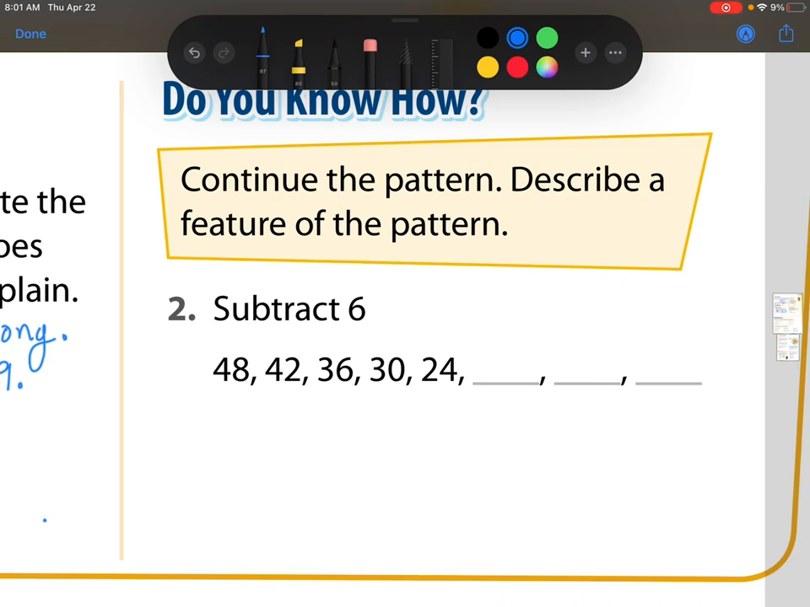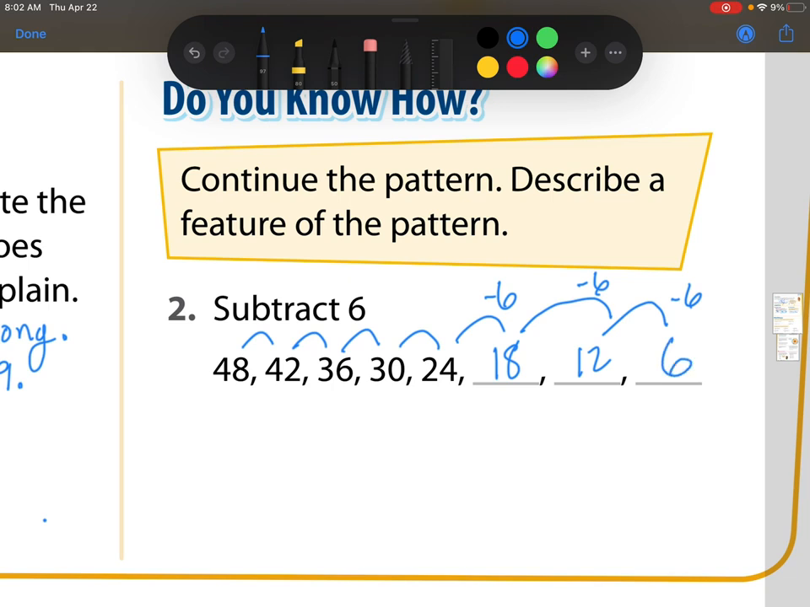Continue the pattern. Describe a feature of the pattern. Well, subtract 6. So minus 6, minus 6, minus 6, minus 6. So now I need another minus 6. 24 minus 6 is 18. 18 minus 6 is 12. 12 minus 6 is 6. So now what's the feature?